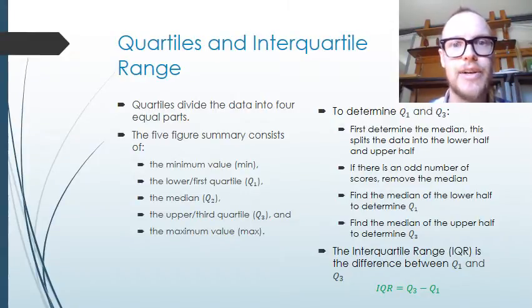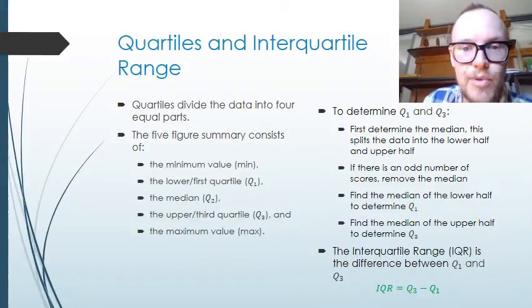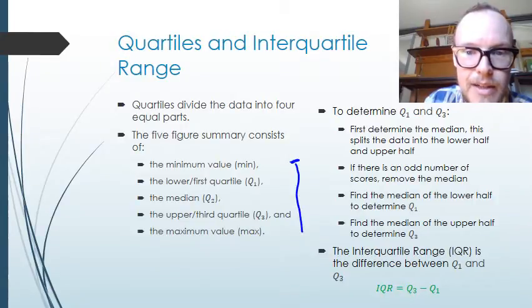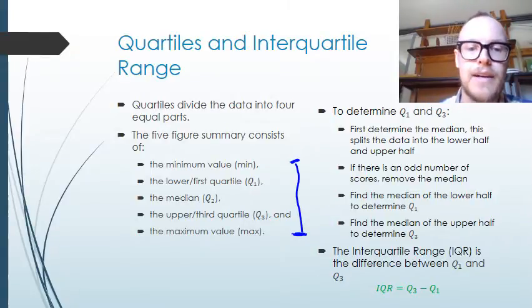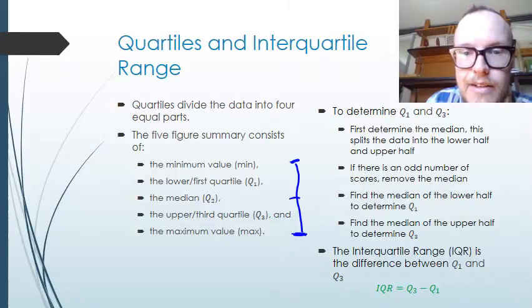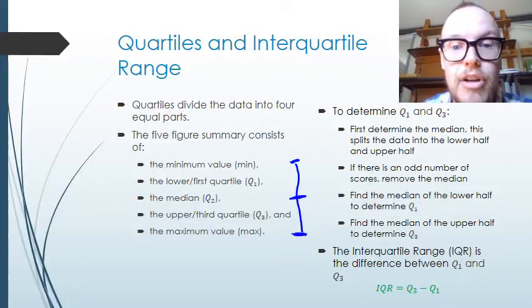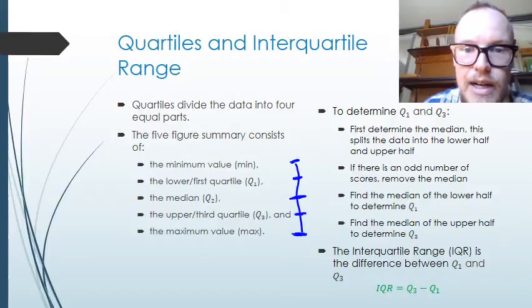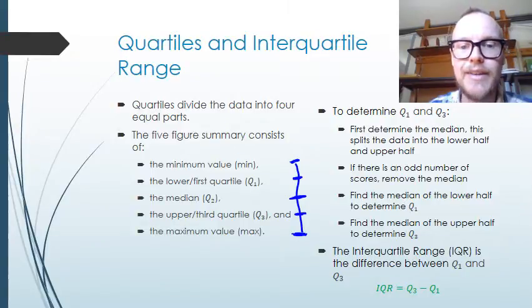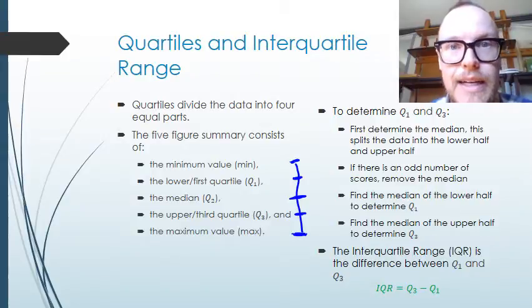So the 5-figure summary consists of the minimum and maximum value. The minimum is the smallest value, all the way down in ascending order up to the maximum value, the largest value. The median divides the data into 2 equal parts, a lower part and an upper part. And then we have our lower quartile Q1 and our upper quartile Q3. So we have our data spread evenly out and split into 4 equal parts.